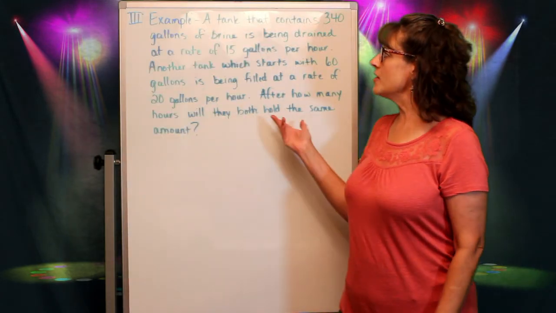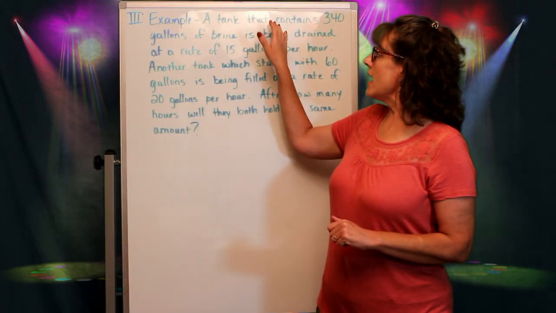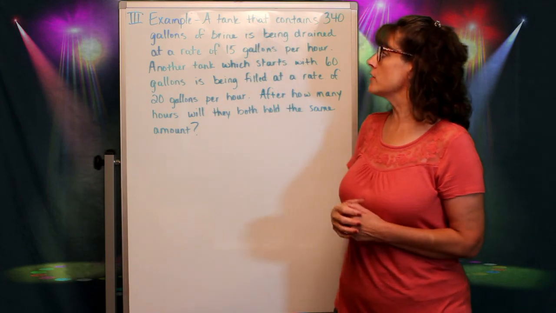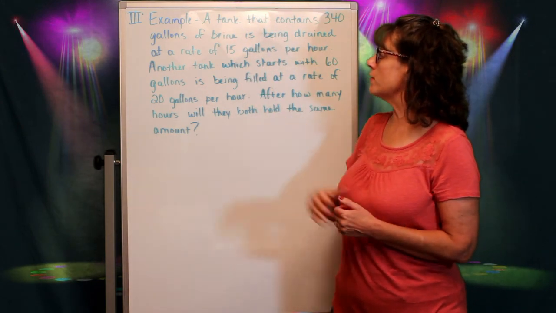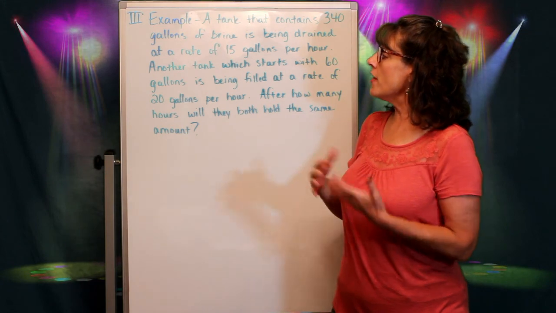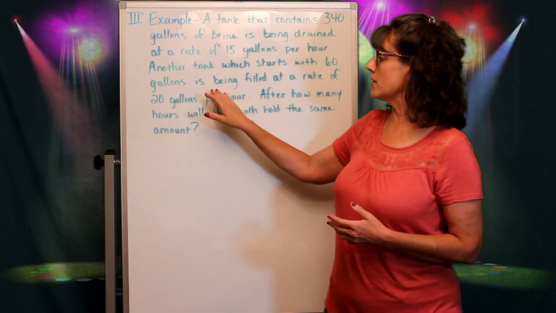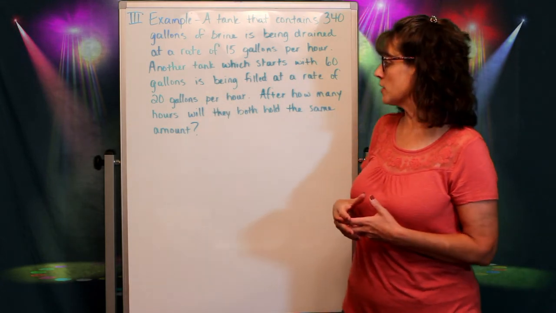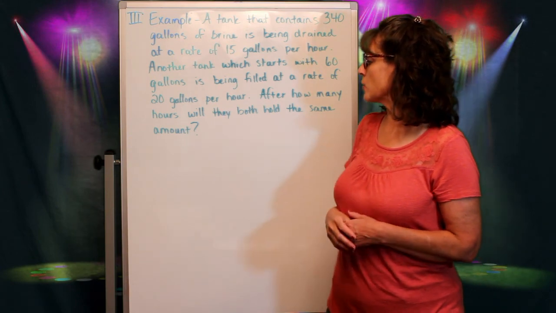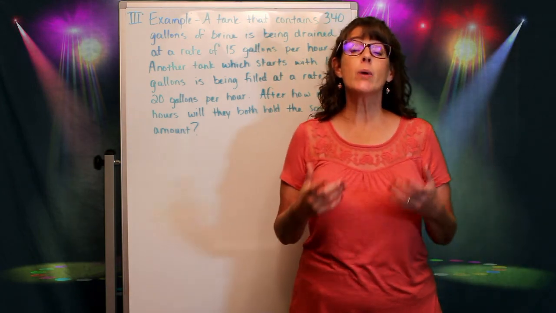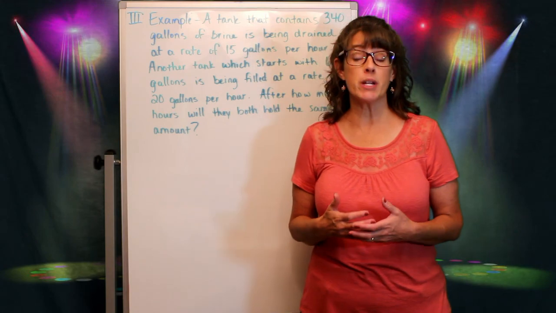Okay, and here's our last example. We have a tank that contains 340 gallons of brine. It's being drained at a rate of 15 gallons per hour. Another tank, which starts with 60 gallons, is being filled at a rate of 20 gallons per hour. After how many hours will they both hold the same amount? Here we have yet another break-even point example.